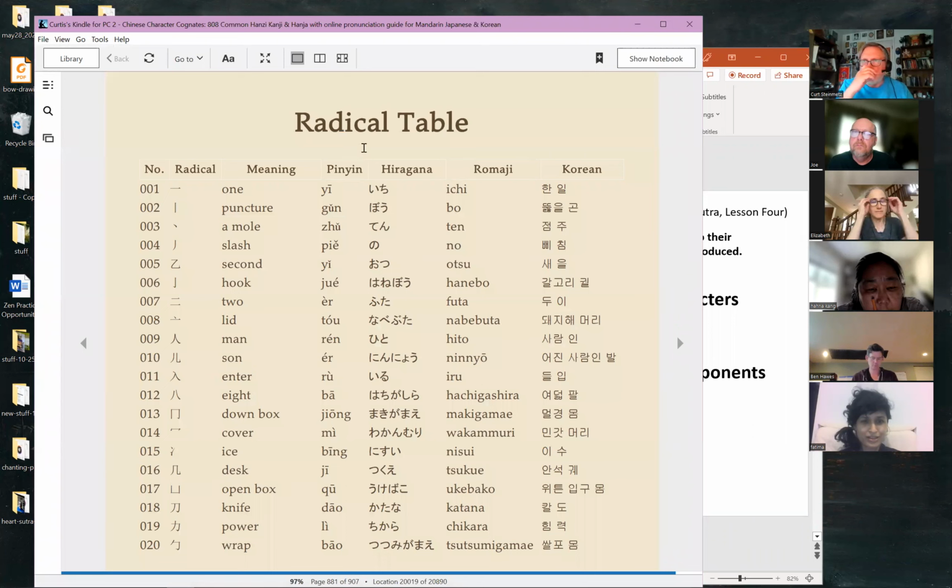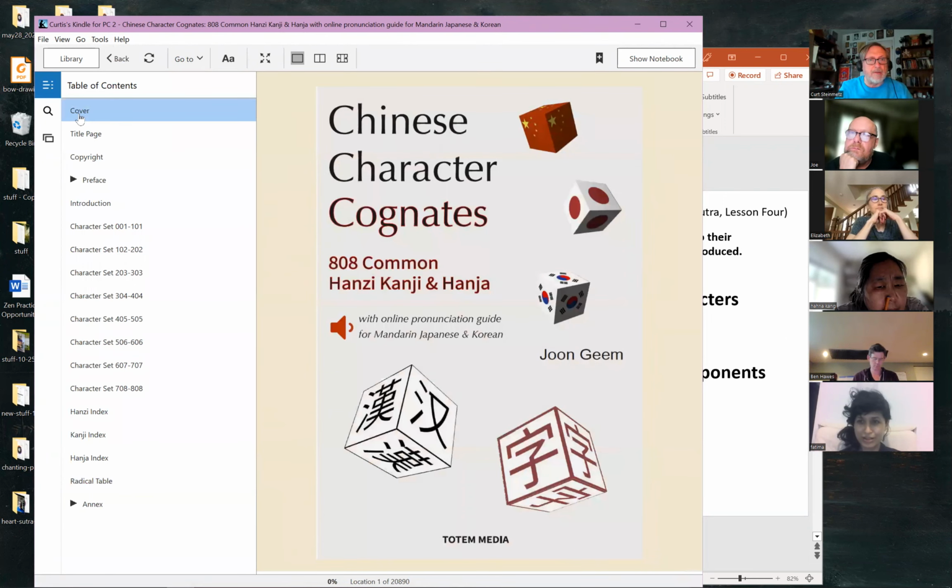I don't know if anybody else here has this book. It's a really nice book. It's got 808 common Hanzi, Kanji, and Hanja, which means it shows you the characters as they are used by Mandarin speakers, by Japanese speakers, and by Korean speakers, who all use Chinese characters. That's the great thing about this particular book.